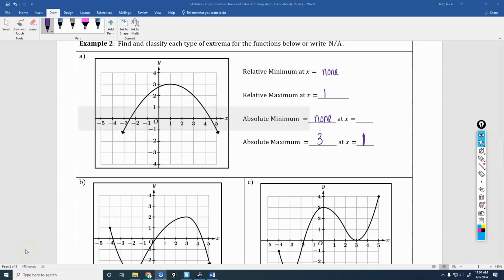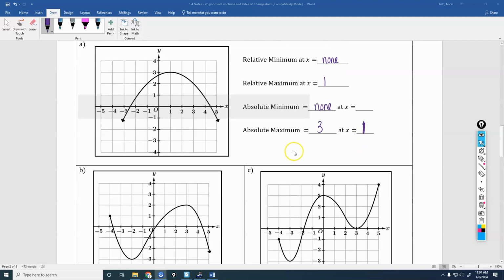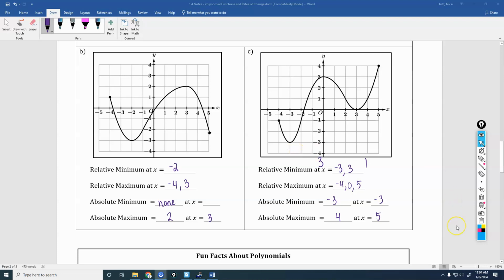Relative minimum. So that also means there's no absolute minimum either. Relative maximum at x equals 1. When we say absolute maximum, we say it's 3, and it happens at x equals 1. Everybody good there? All right, here's the next 2.